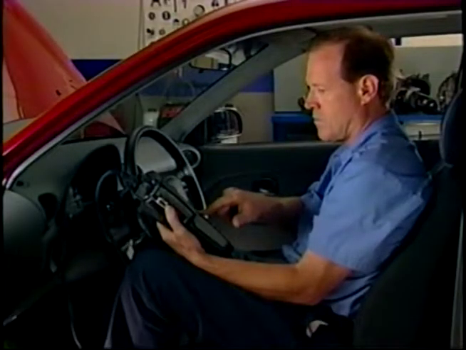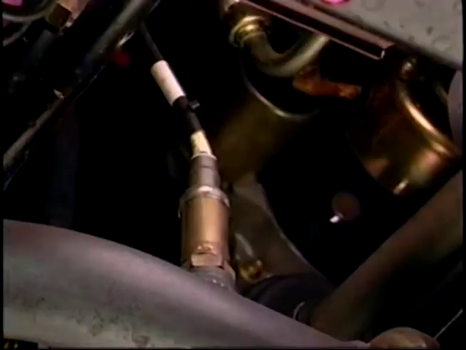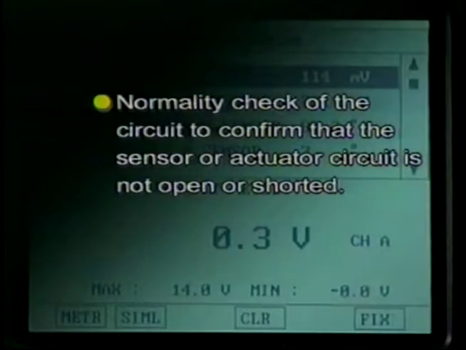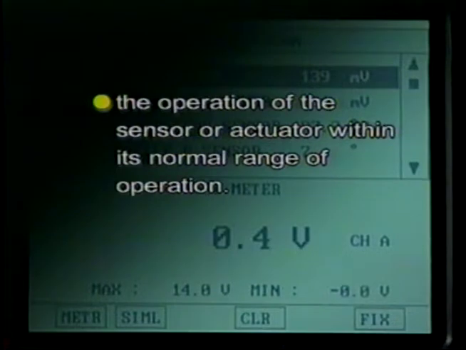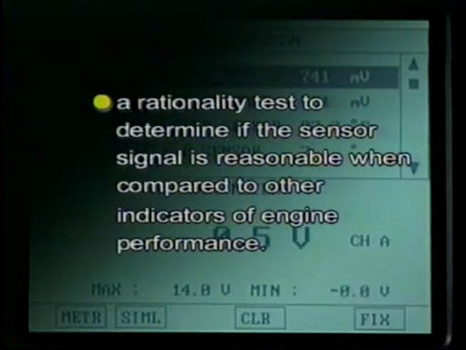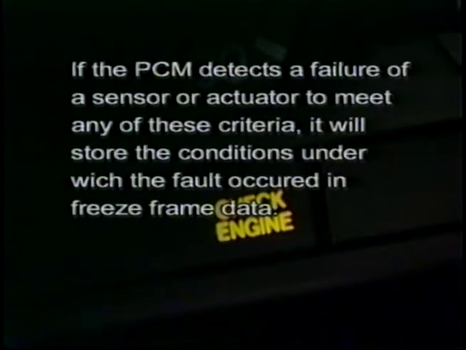OBD2 equipped vehicles use the PCM to monitor the sensor input signals and the operation of the output solenoids and actuators. The systems are monitored for 3 types of faults. The first is a normality check of the circuit to confirm that the sensor or actuator circuit is not open or shorted. The second test is for the operation of the sensor or actuator within its normal range of operation. The third test is a rationality test to determine if the sensor signal is reasonable when compared to other indicators of engine performance.